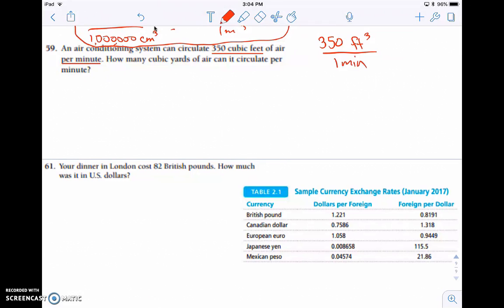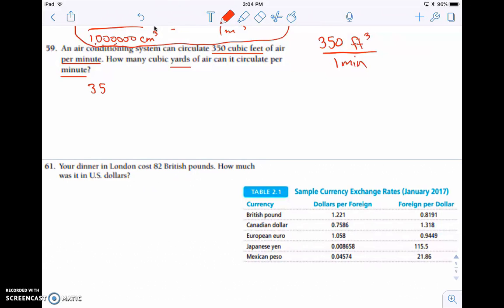That information is going to be very helpful for us. And we want to know how many cubic yards of air it can circulate per minute. So we want to go from cubic feet per minute to cubic yards per minute.